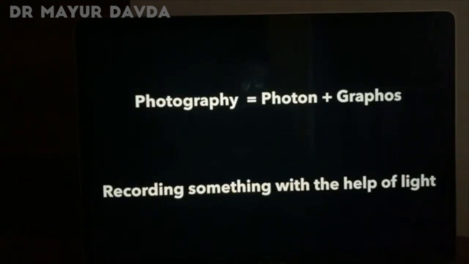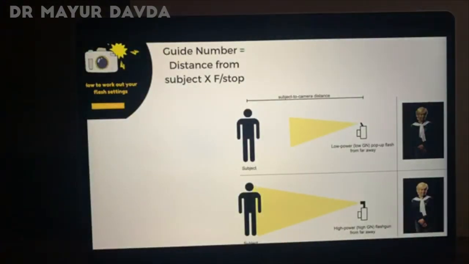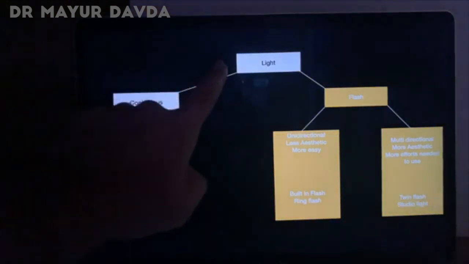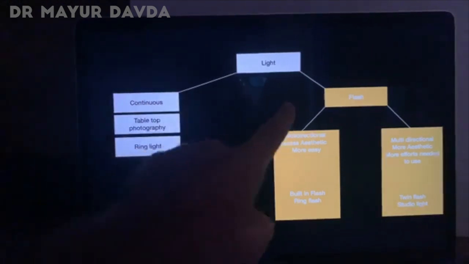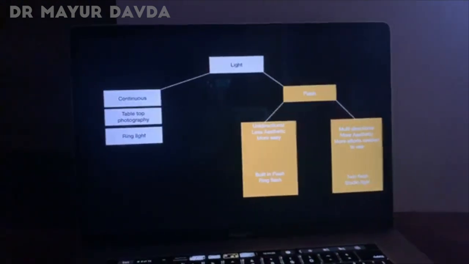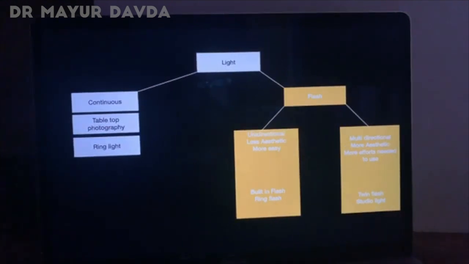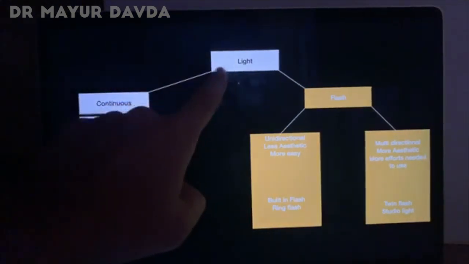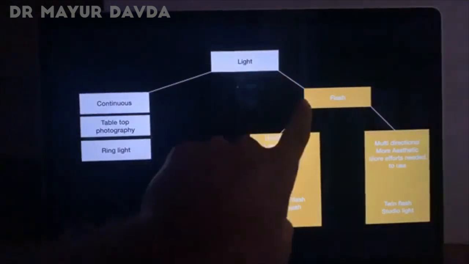All right, so let us go ahead and see what light sources we have for photography and whether they are useful for us or not. If we speak about light, there are 2 types of light sources. One is continuous and one is flash. They both are not the same. They are different things. A light source can be continuous or it could be a flash.